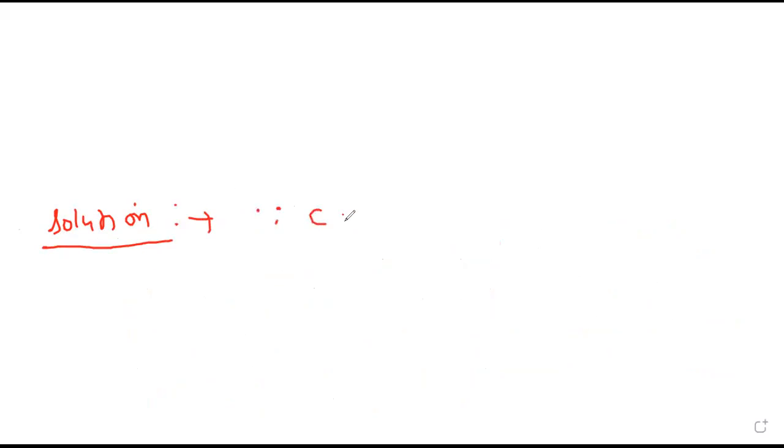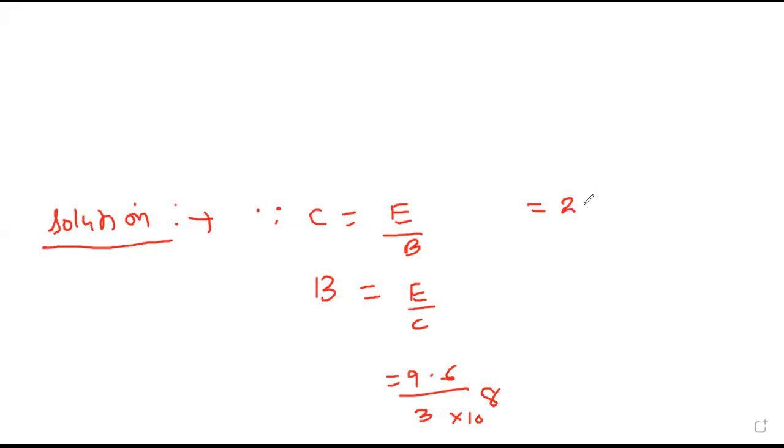So can I say since C is E upon B, so B can be written as E upon C. E is given 9.6 and this C is 3 into 10 raised to 8. Therefore, we get 3.2 into 10 raised to minus 8, unit is called Tesla or Weber per meter square. So we got magnitude.